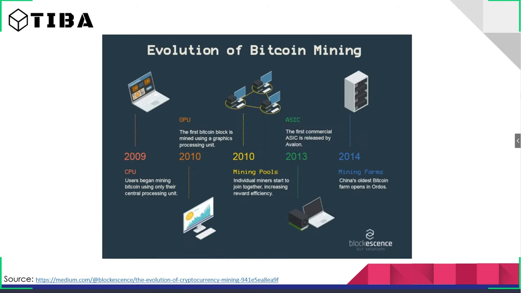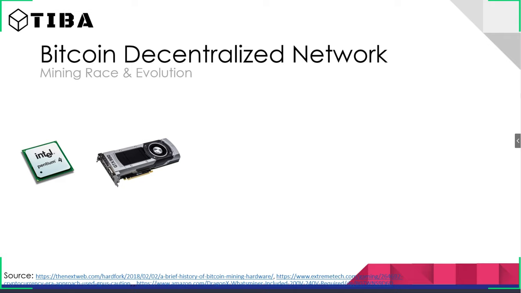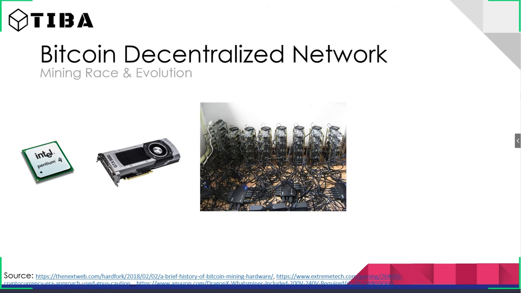And here's some evolution of Bitcoin mining. Back in 2009, Satoshi, the creator of Bitcoin, was able to use his laptop to mine Bitcoin. So, CPUs. And then people started to realize that GPUs actually perform better than CPUs. And then some people realized that you can put a lot of GPUs together and try to solve the puzzle.